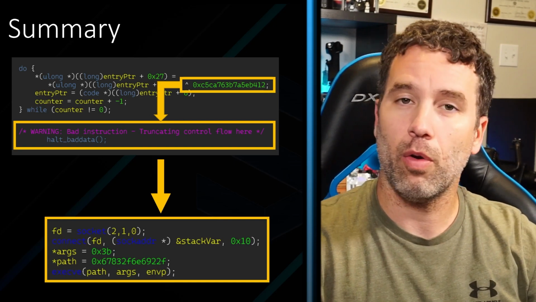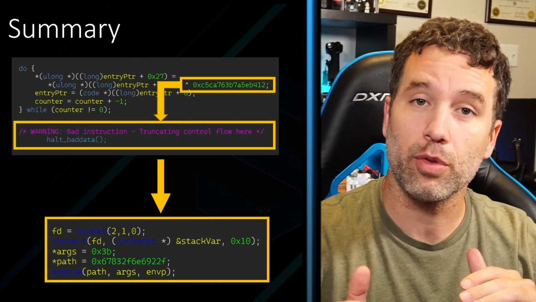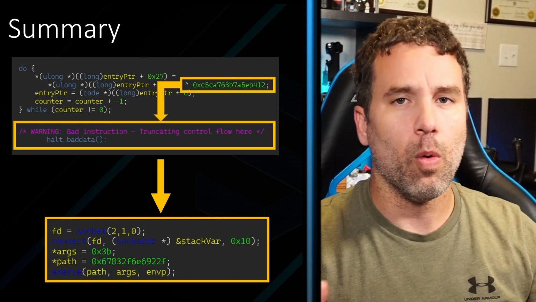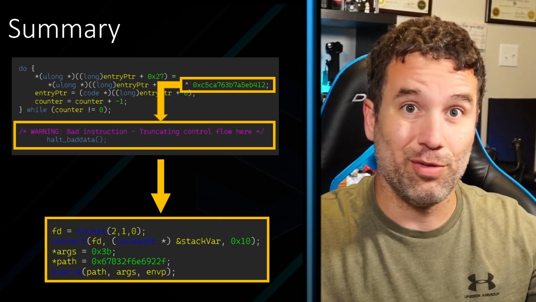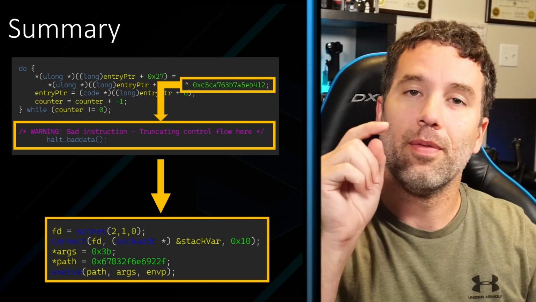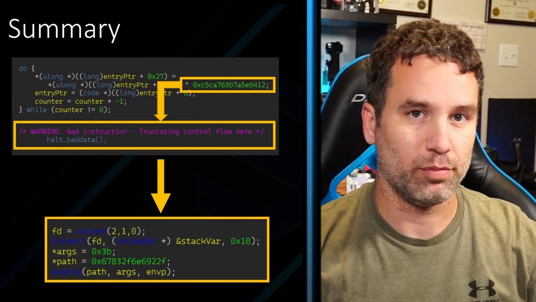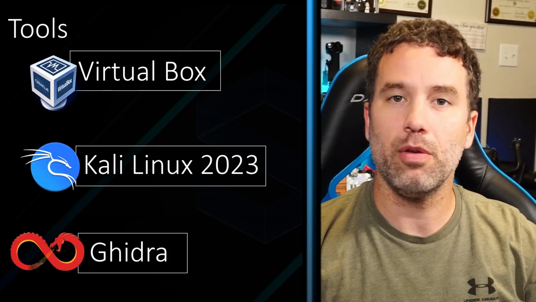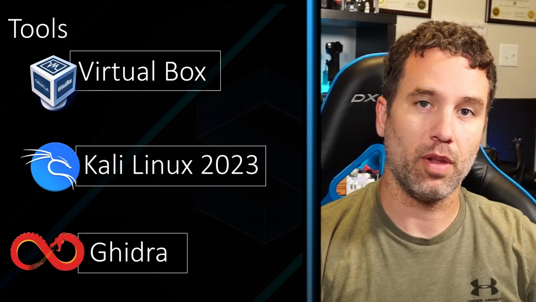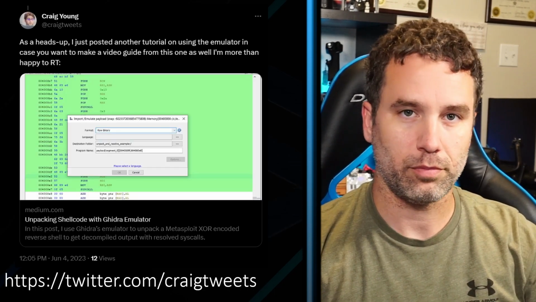One option is to create our own Python script that will go through the XOR executable for us, or you can use a debugger, like Ghidra's emulator. At the end, this is what we want to see. To do this, I will be using VirtualBox, Kali Linux, and Ghidra.